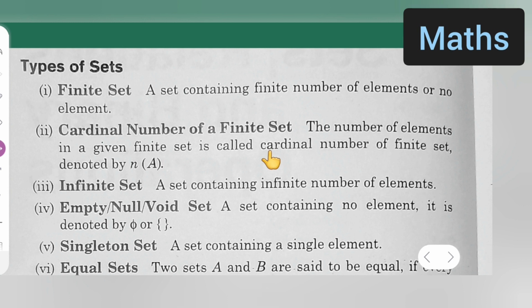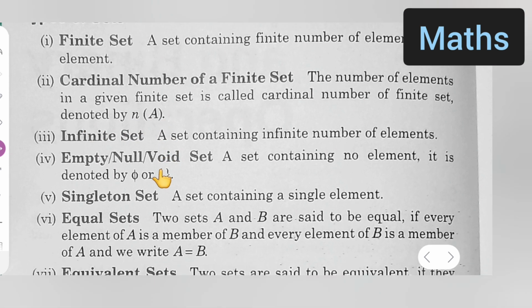And next, moving towards the types of sets. Okay, first is finite set. A set containing finite number of elements or no elements is called a finite set. Okay, next is the cardinal number of a finite set. The number of elements in a given finite set is called cardinal number of finite set, denoted by n of A. Next is infinite set. A set containing infinite number of elements.